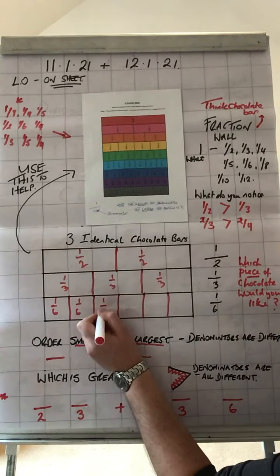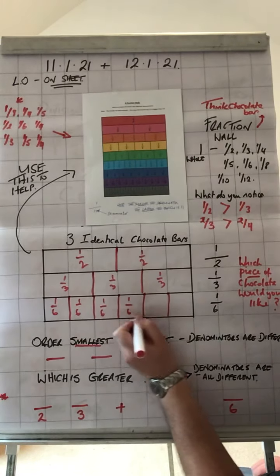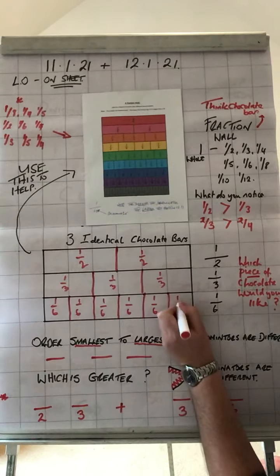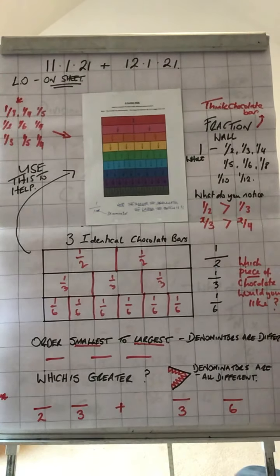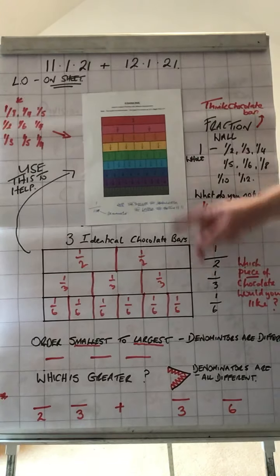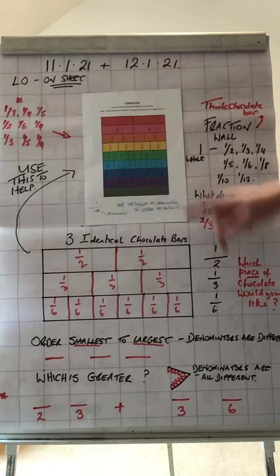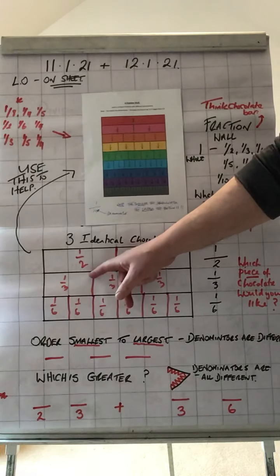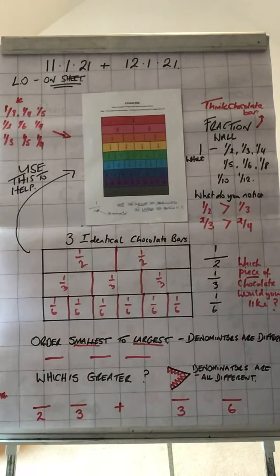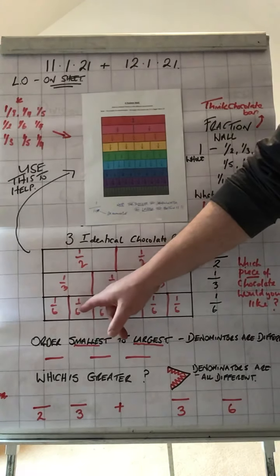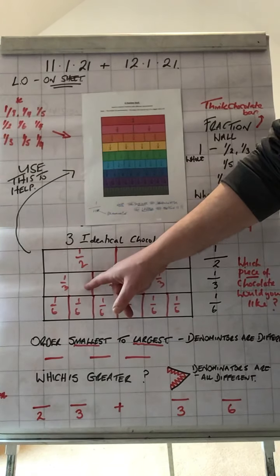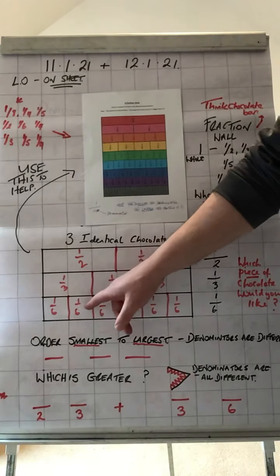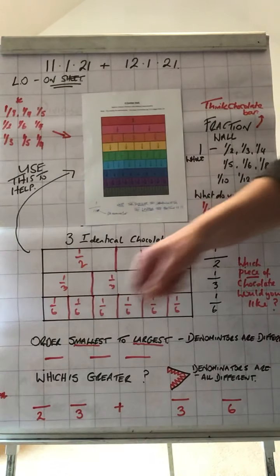So the question you need to ask yourself, would you prefer half a chocolate bar, a third of a chocolate bar, or a sixth of a chocolate bar? Now you can see them visually. That's exactly what it looks like on the fraction wall, but look at the difference in sizes. A half is a lot bigger than a third, and a third is a lot bigger than a sixth. You can actually see, 2/6 is exactly the same as 1/3.